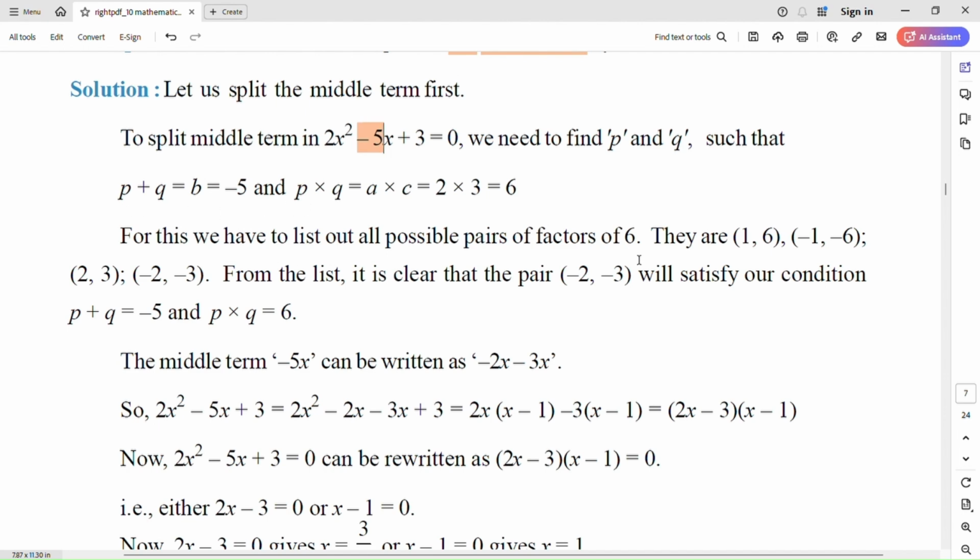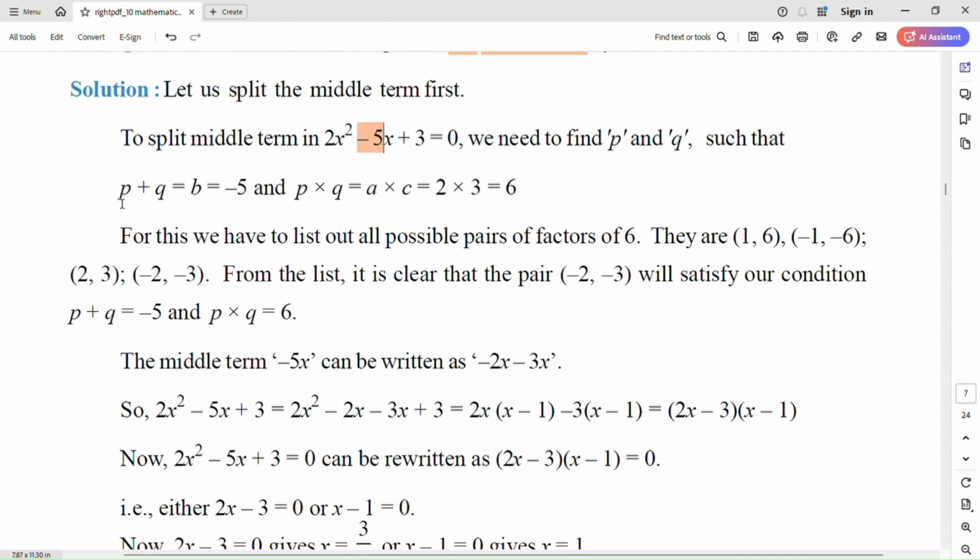So let's find all the factors of 6 first. P into q, right? That is 6. 2 into 3, which is 6. All the factors of 6 are 1 comma 6, minus 1 comma minus 6, 2 comma 3, minus 2 comma minus 3. These are the possible factors of 6.